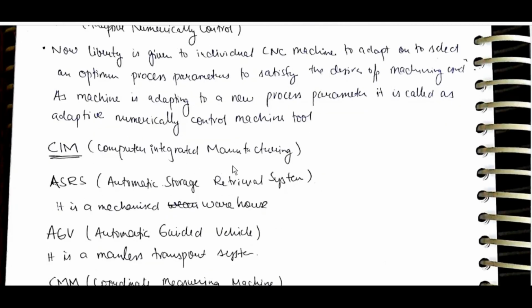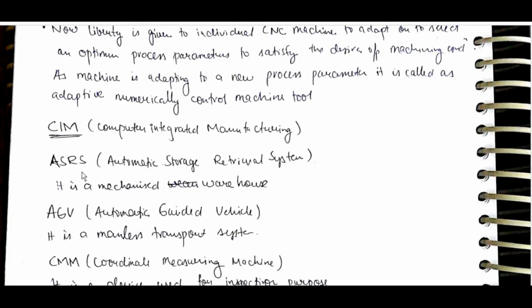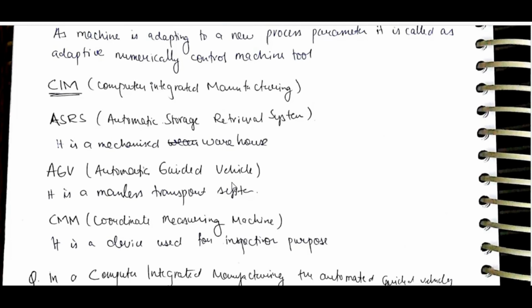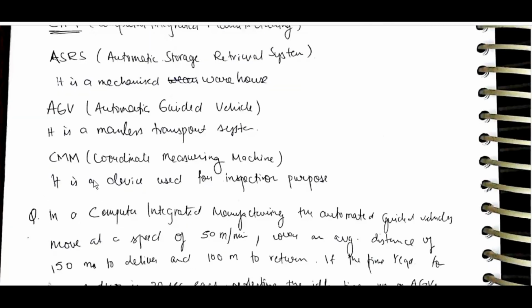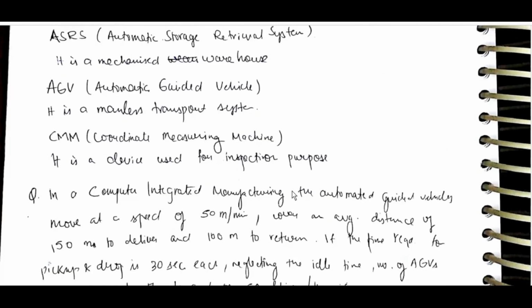CIM, Computer Integrated Manufacturing. ASRS, Automatic Storage Retrieval System: it is a mechanized warehouse. AGV, Automatic Guided Vehicle: it is a manless transport system. CMM, Coordinate Measuring Machine: it is a device used for inspection purposes.